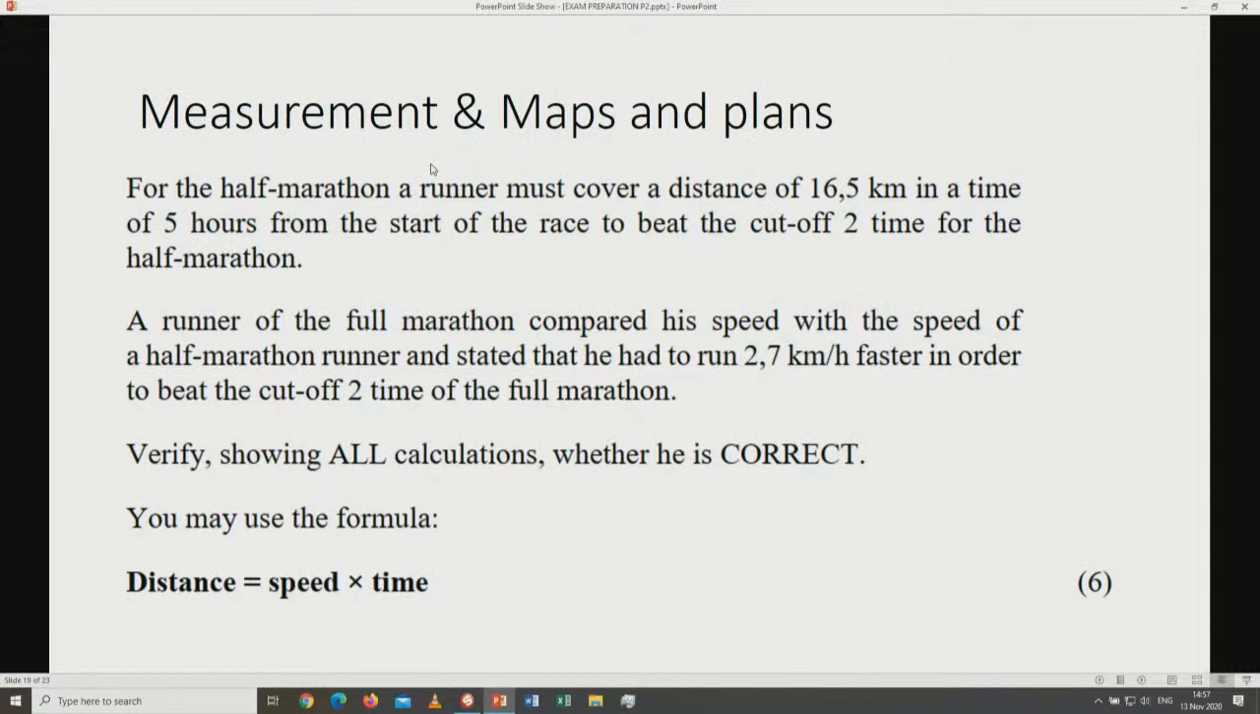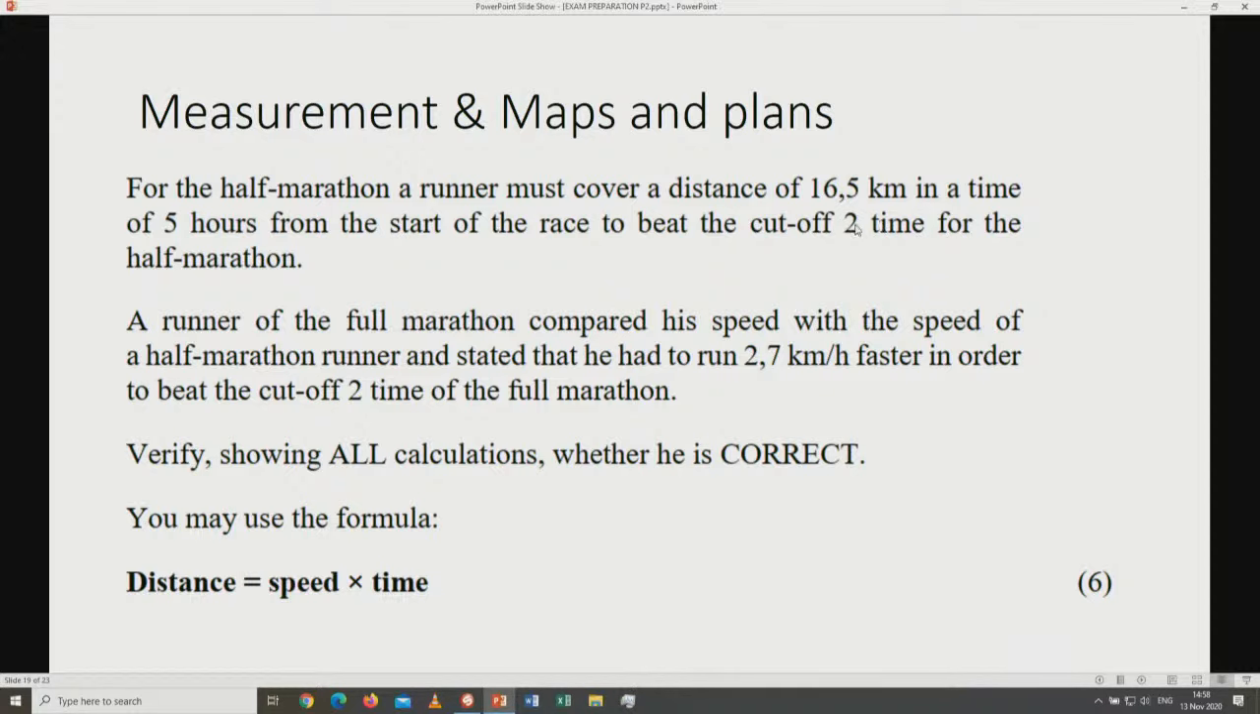Grade 12, we are almost out of time. I just want to show you a level 4 question and say one or two things about it. Here is a level 4 question where maps and plans are integrated together in the same question. Let us just look at it. They say the half marathon is 21 kilometers. A runner must cover a distance of 16.5 kilometers in a time of 5 hours from the start of the race to beat the cut-off time.